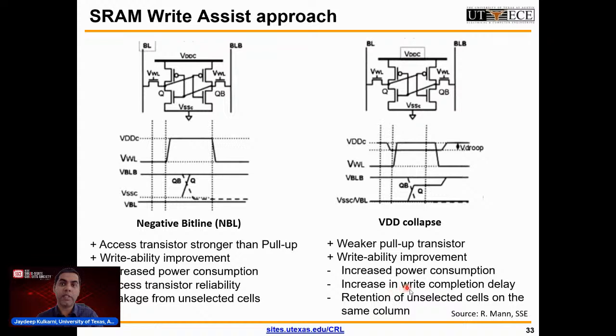And the drawback is it has increased power consumption, because I have to move this column supply voltage, not just for this bit cell, but for all the bit cells which are connected to the same column. And again, we have to bring it back. So there is some dynamic capacitance cost. There is an increase in the write completion time because now the completion is not happening at the full voltage, but at a reduced voltage. And there is a possibility of affecting retention of unselected bit cells on the same column. What if I try to lower this voltage too low such that it affects the retention of unselected bits which are sharing the same supply voltage for that column?